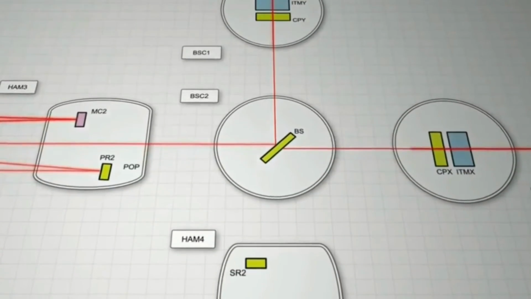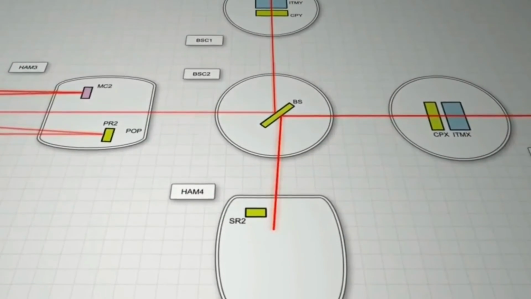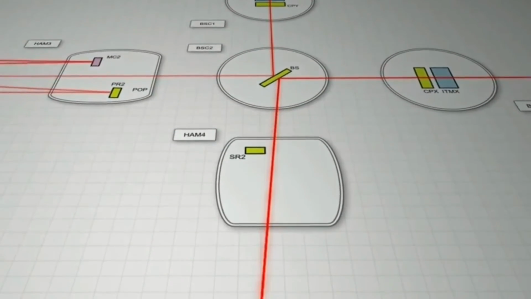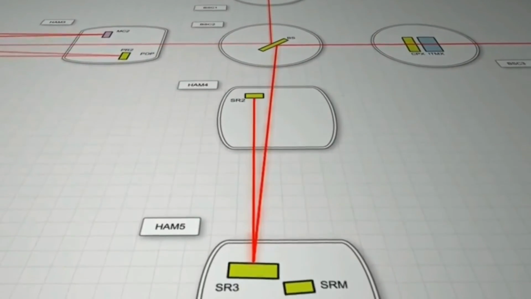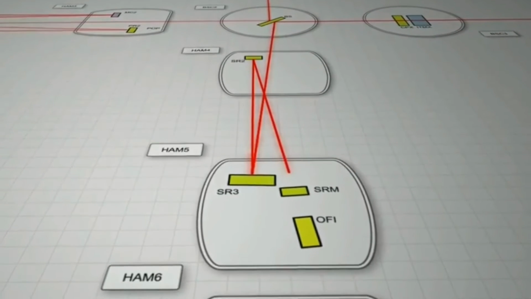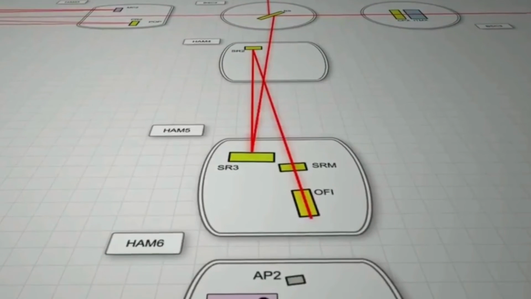The beams returning from both test mirrors are made to recombine at the beam splitter exactly out of phase. As the phase difference of the two beams is 180 degrees, they cancel each other out to produce no output signal as observed by the photodetector.